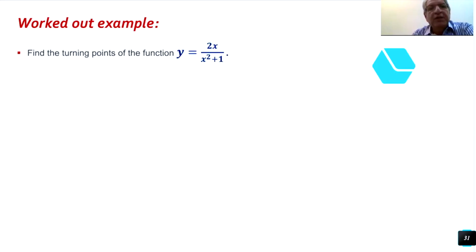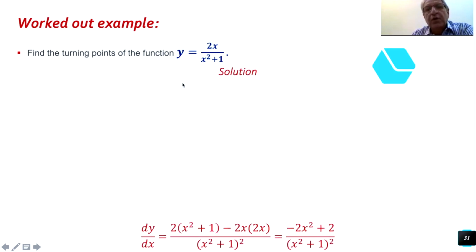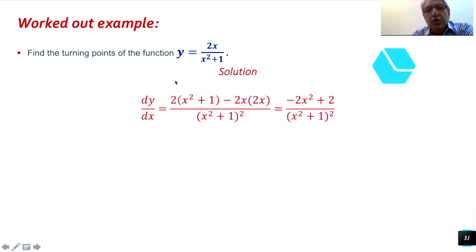Now, find turning points of the function. Okay, now for this, again, I need to differentiate this. To differentiate this, I need the quotient rule because this is a quotient. Therefore, I need to use the quotient rule. Now for this, first, derivative of this is 2 times denominator, which is x squared plus 1, minus derivative of the denominator, which is 2x, times this, which is 2x, divided by denominator to the power of 2. Now simplify here, 2x squared and minus 4x squared. Here you're getting minus 2x squared plus 2.